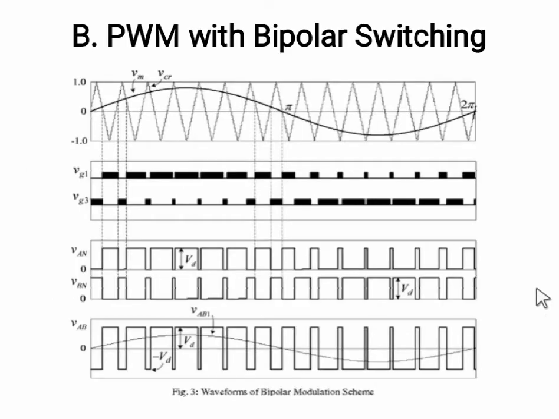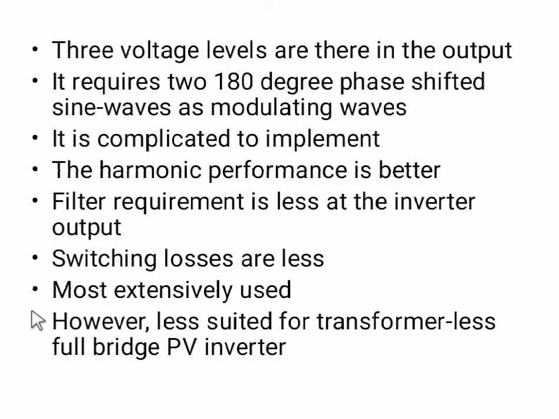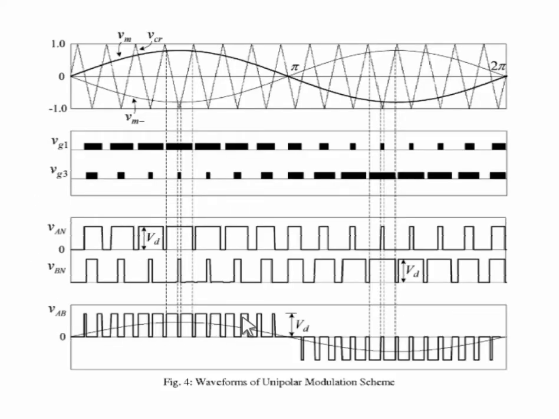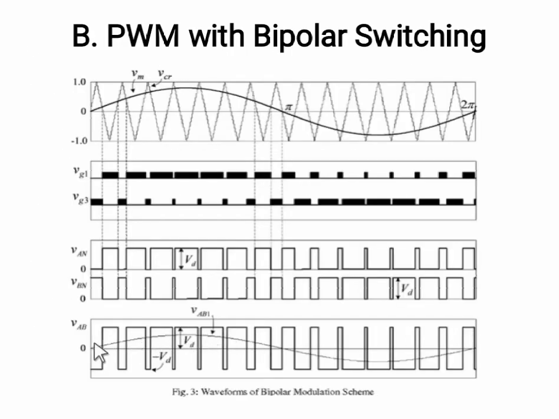Now what is the second method of PWM techniques, which is bipolar switching. Bipolar means the output voltage obtained from the inverter has two polarities of pulses. That means this is plus, this is minus, this is plus, minus. But in unipolar, pulse widths are only positive for the half cycle and negative for the other half cycle. In this case it is both positive as well as negative.